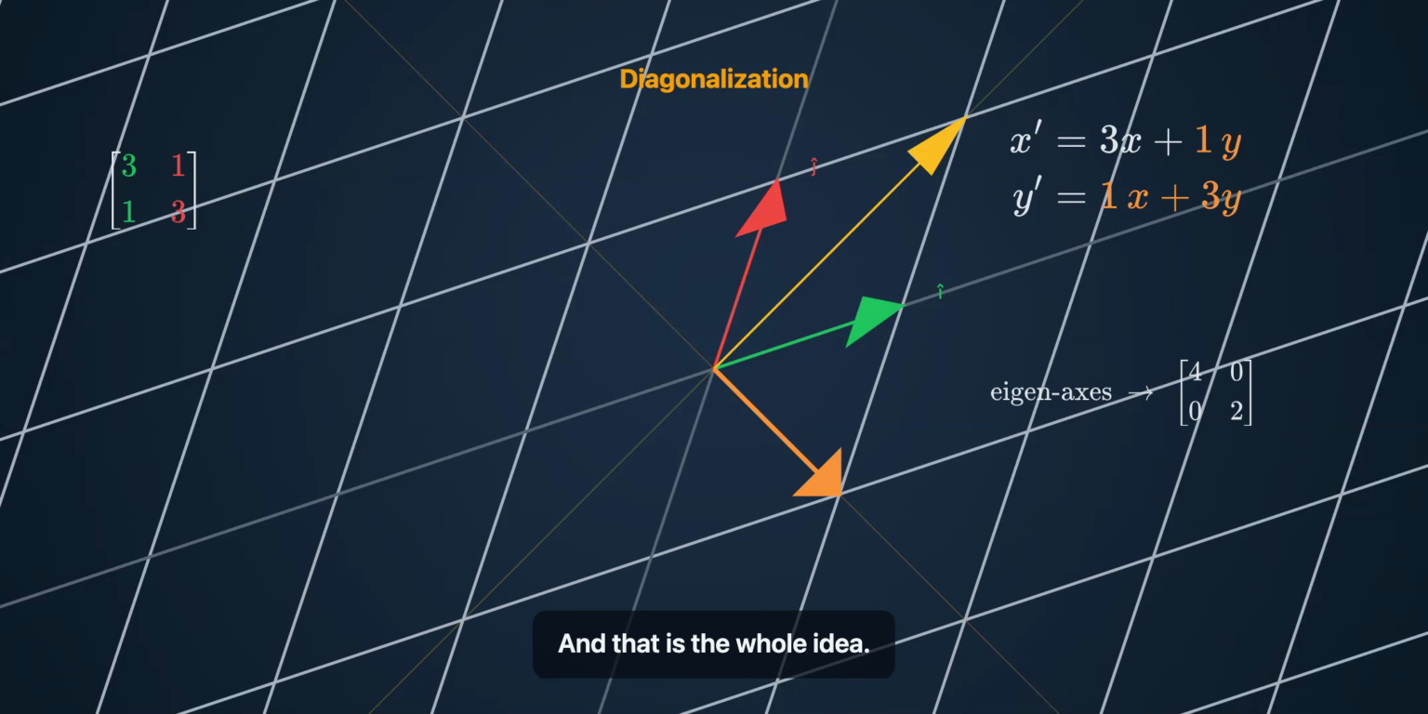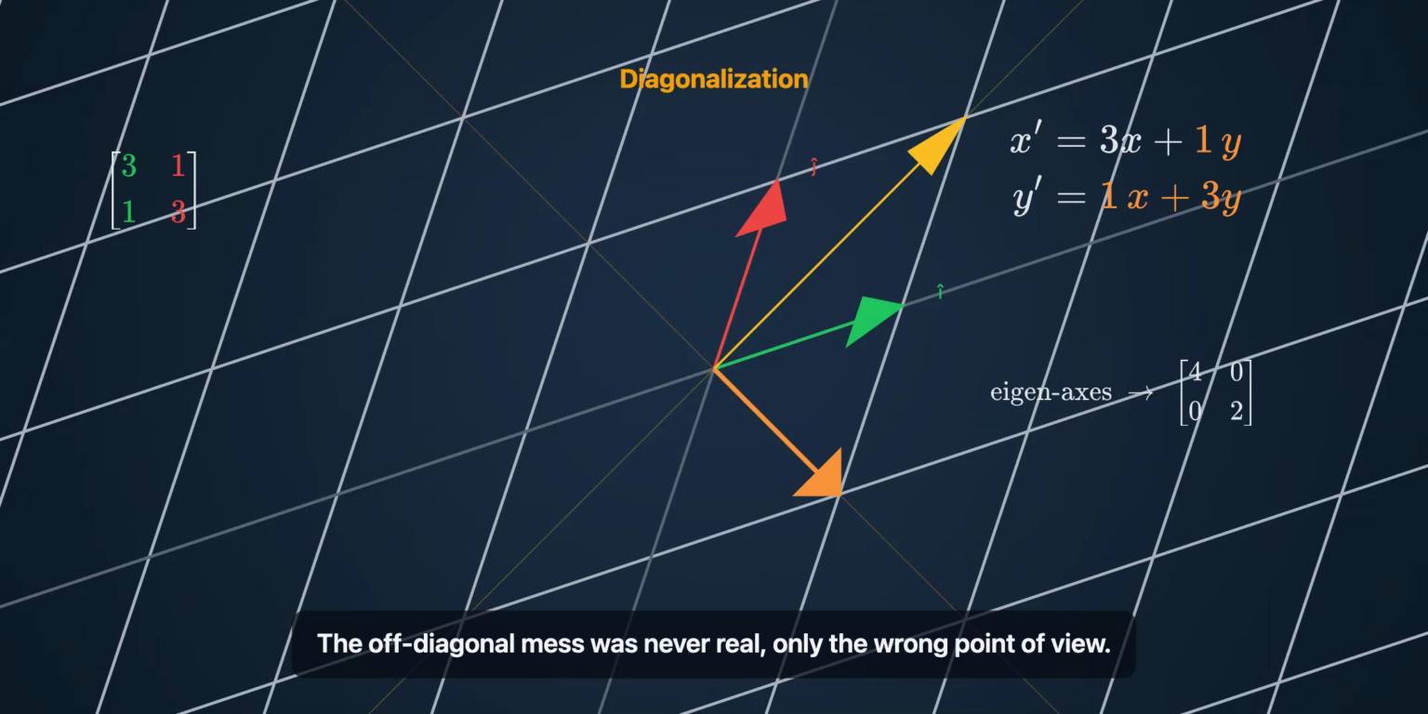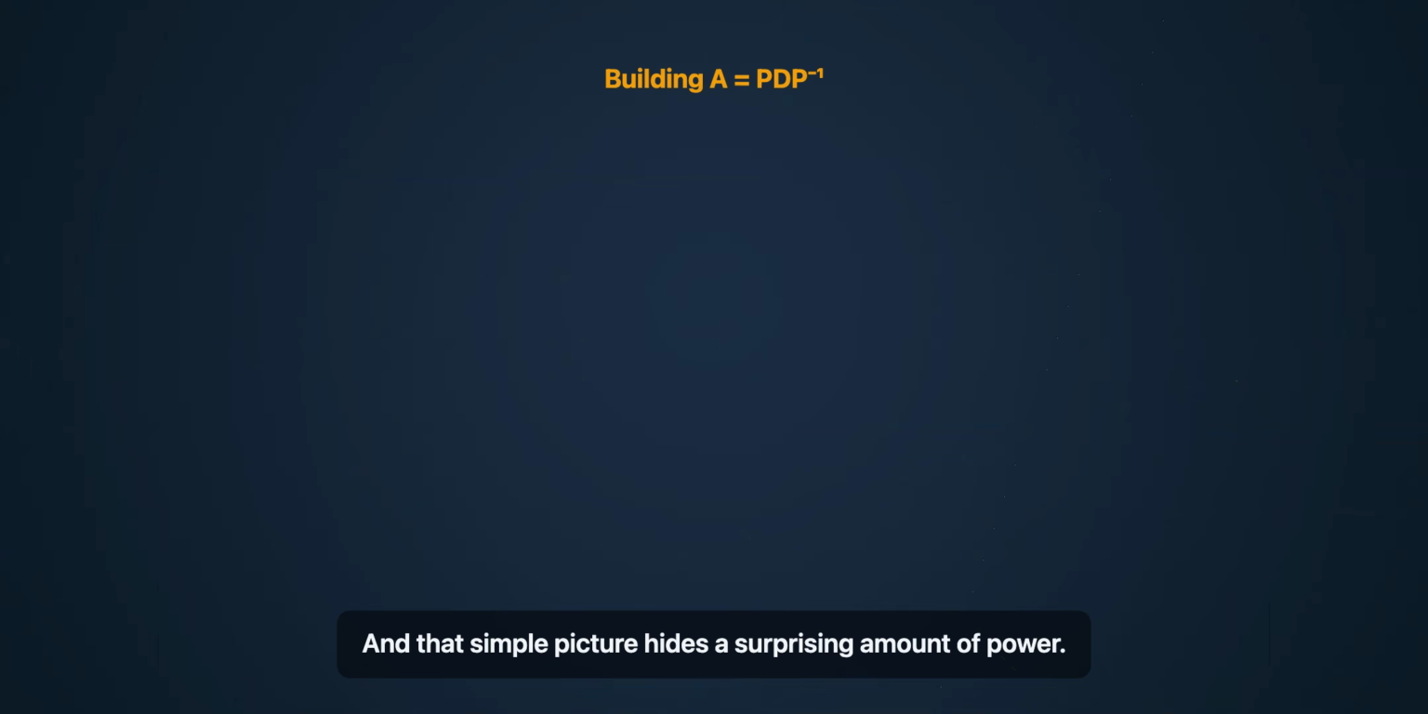And that is the whole idea. Diagonalization is the very same transformation, seen from the axes where it is simplest, a clean diagonal D. The off-diagonal mess was never real, only the wrong point of view. And that simple picture hides a surprising amount of power.